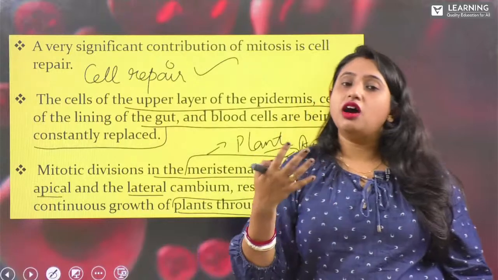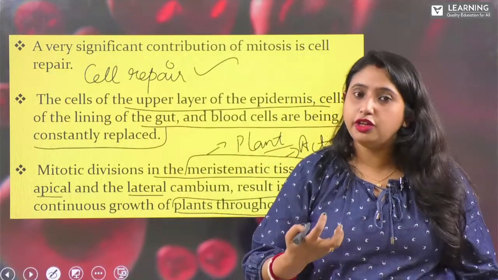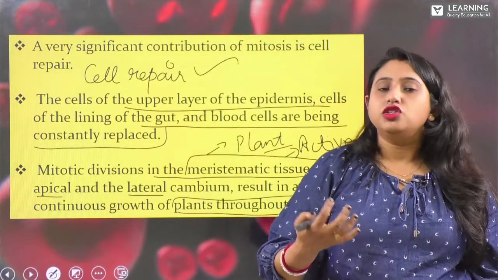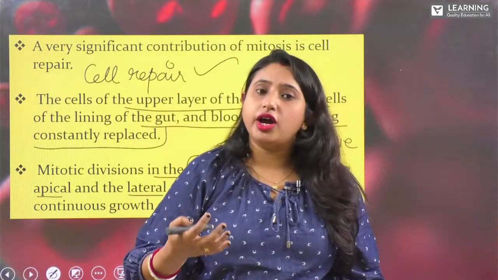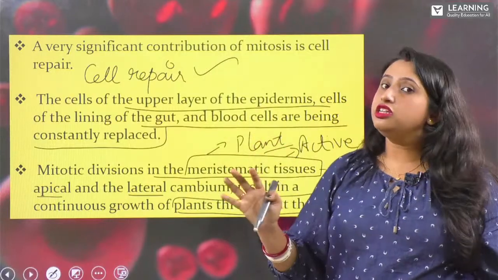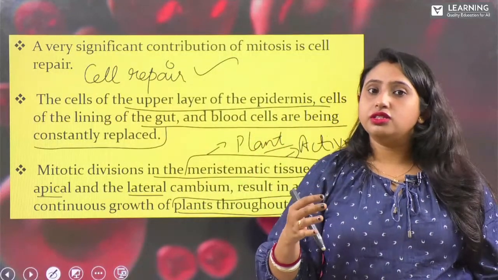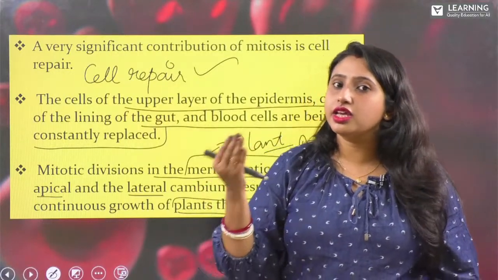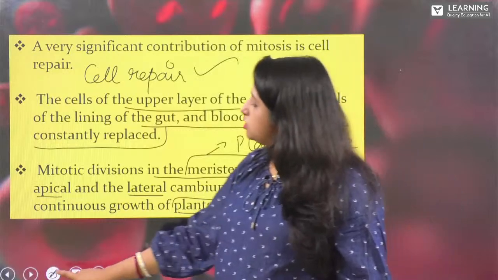So how are these meristematic tissues active continuously? It is because of the process of mitosis, because the cell divides continuously. So it is very much significant, okay? That is the reason it plays an important role in case of plants as well as in case of animals. So this is all about it.